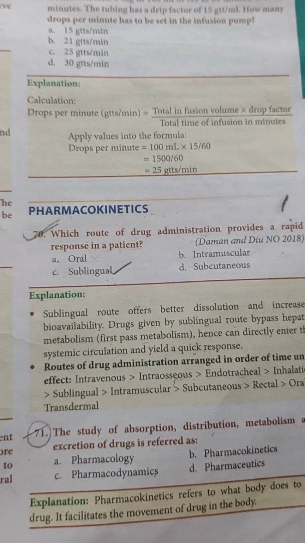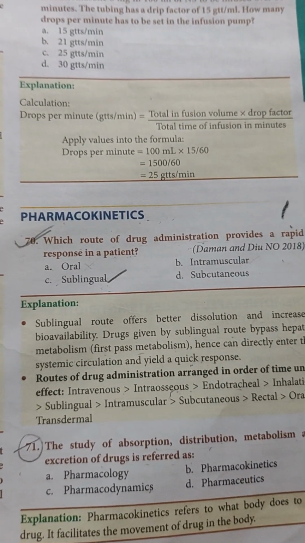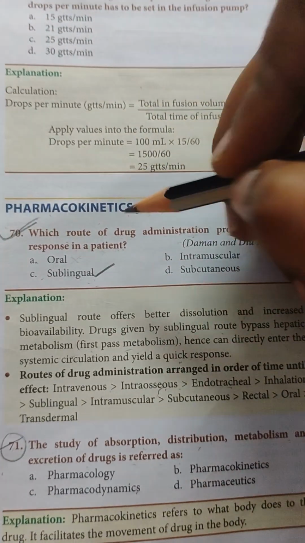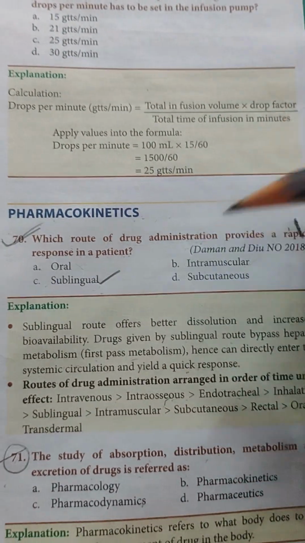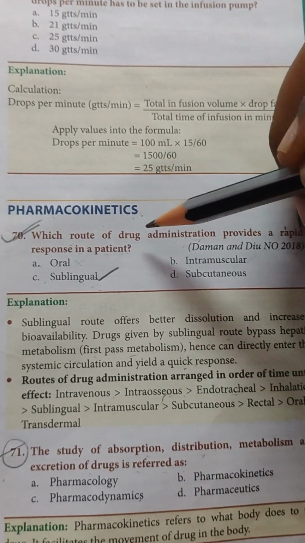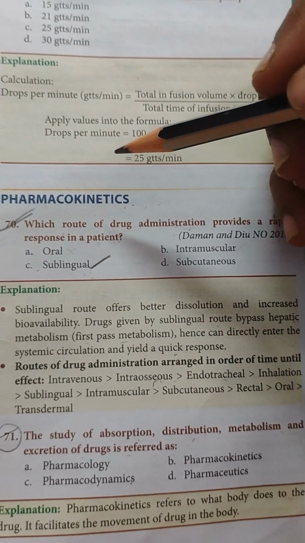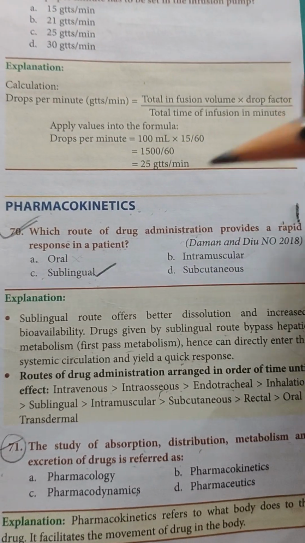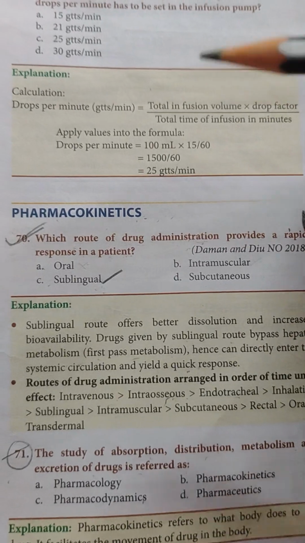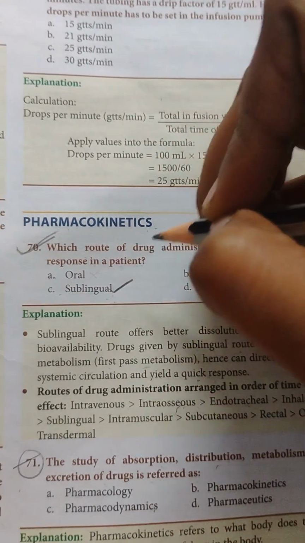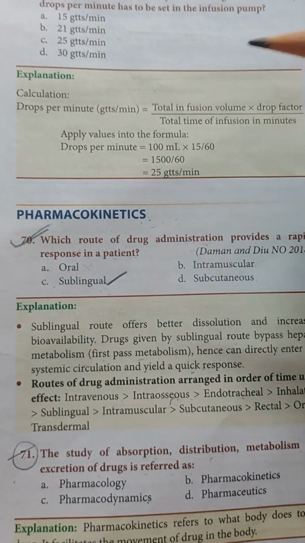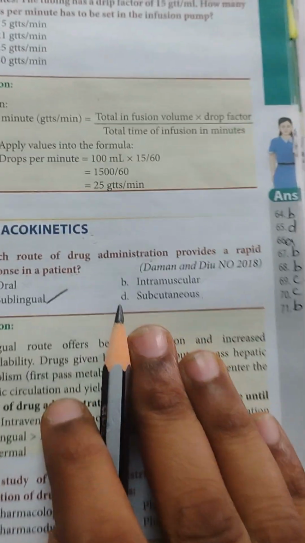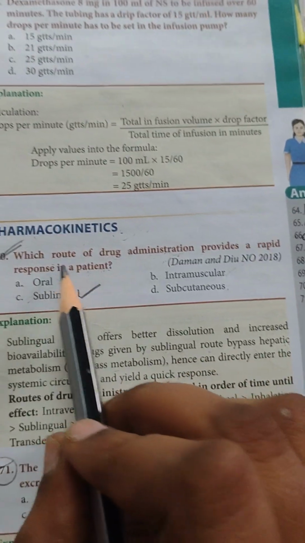So now we can discuss the MCQs of pharmacokinetics. Before going to the topic, let's see what pharmacokinetics is. Pharmacokinetics means the study of absorption, distribution, metabolism, and excretion of drug. The study of mechanism of drug is called pharmacodynamics. Now let us see the first MCQ.